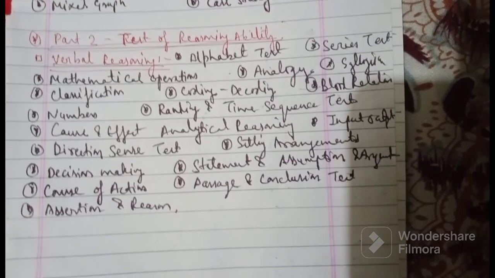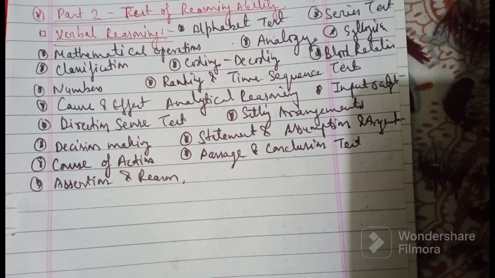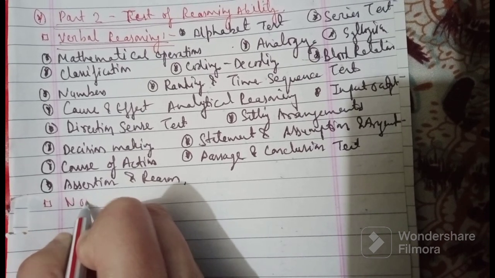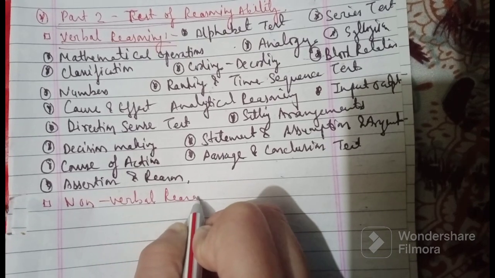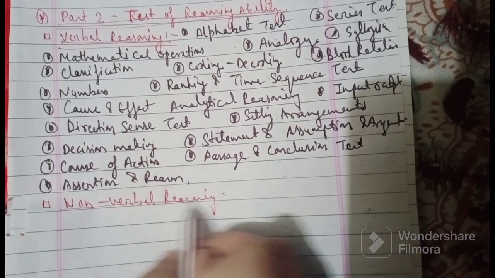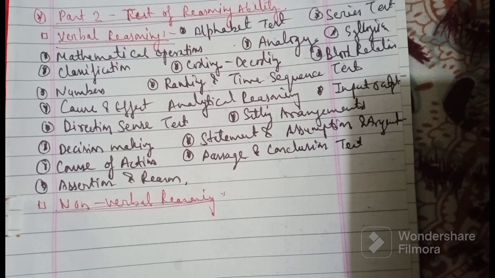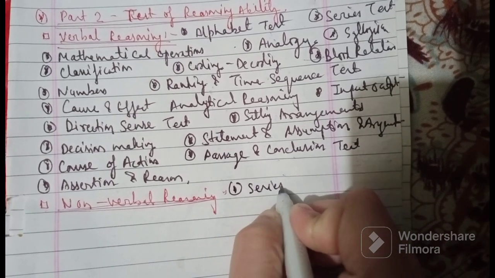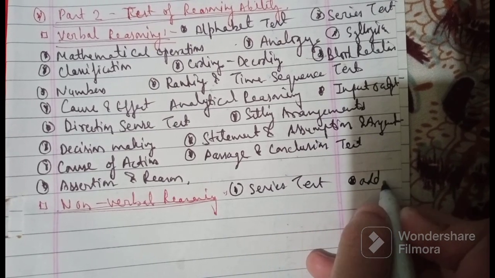Now we'll discuss the next part of the test of reasoning ability. The first part was verbal reasoning; this is non-verbal reasoning, which covers the series test and odd figures.